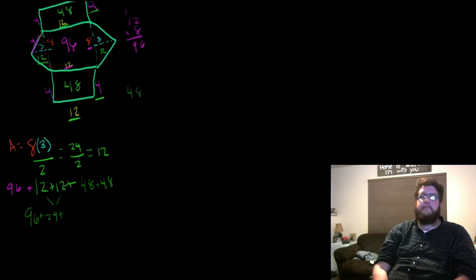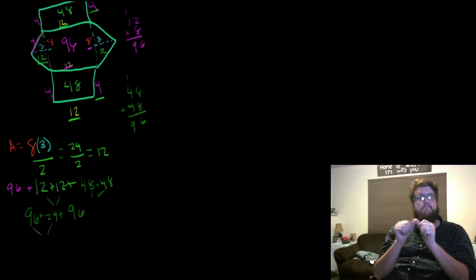48 plus 48, we can go ahead and set that up. 8 plus 8 is 16. And 4 plus 4 is 8, plus 1 more is 9. So 48 and 48 is 96. 96 and 24.